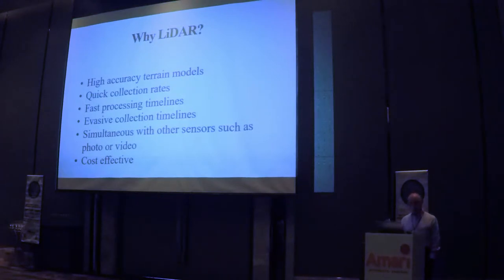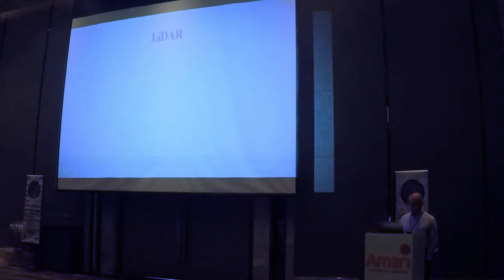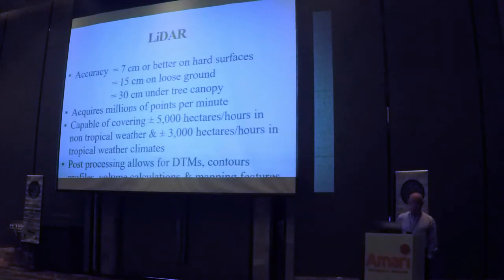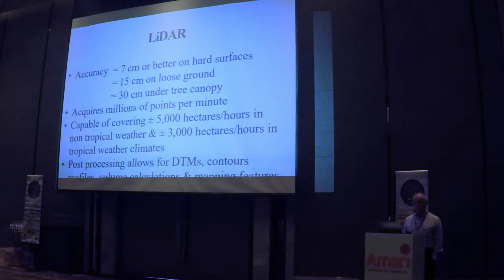it does not require ground control points. Actually, that's not true. It requires ground control points, but not as many as for photography. One point per 40 kilometer radius is enough. It is accurate, 7 centimeters to 30 centimeters, depending on the tree cover and the surface. It can acquire hundreds of thousands of points per second. In Southeast Asia or tropical weather, we can cover approximately 3,000 hectares per hour. In a blue sky, which means no cloud, we can easily cover 5,000 hectares an hour.